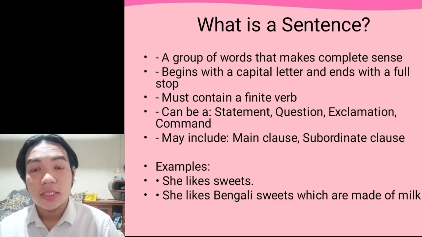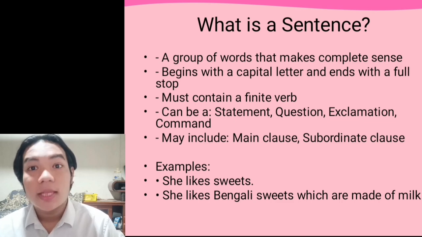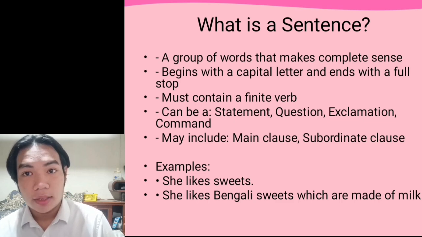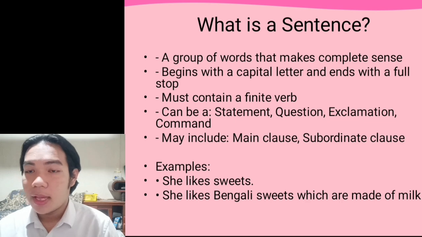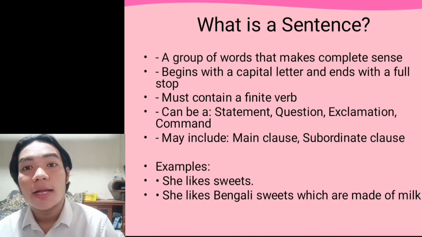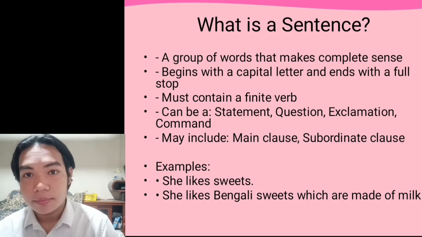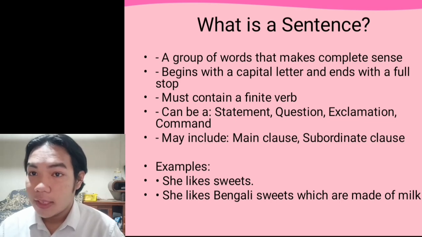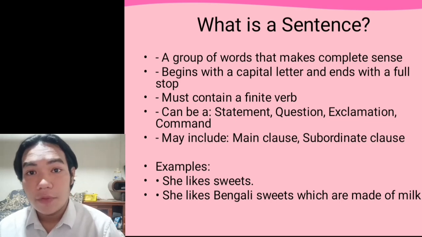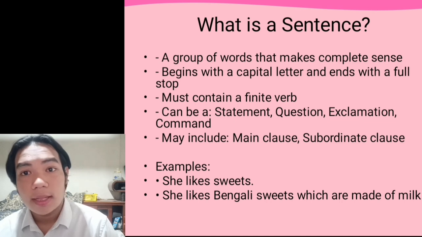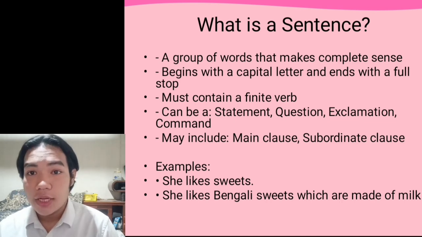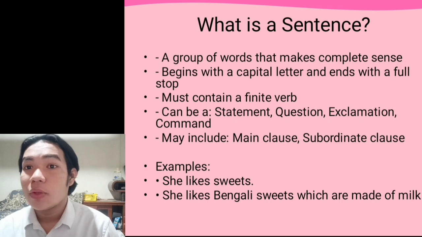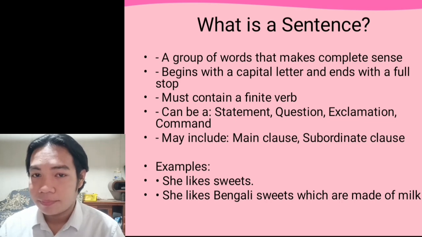First, it begins with a capital letter. It ends with a punctuation mark, like a period, a question mark, or an exclamation point. And most importantly, it must contain a finite verb, that is, a verb that shows tense, like past or present. Without these three features, we don't have a sentence.